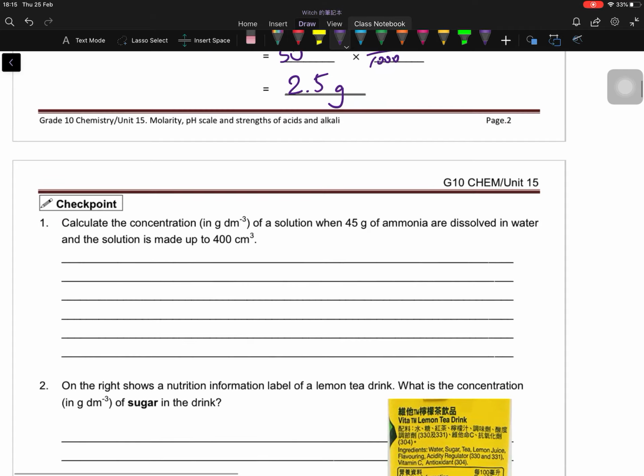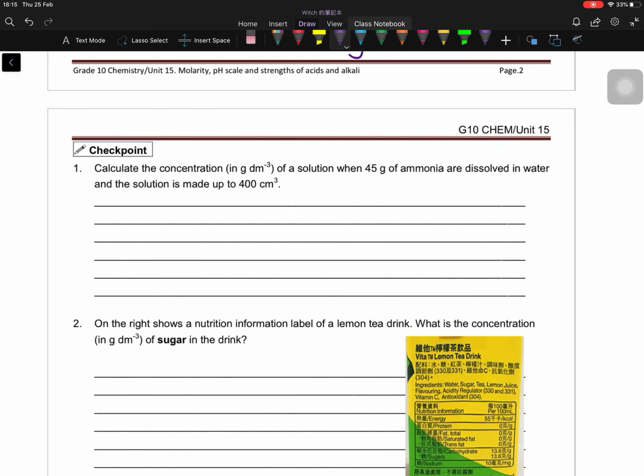So here is the checkpoint. You may pause the video and do your checkpoint first.